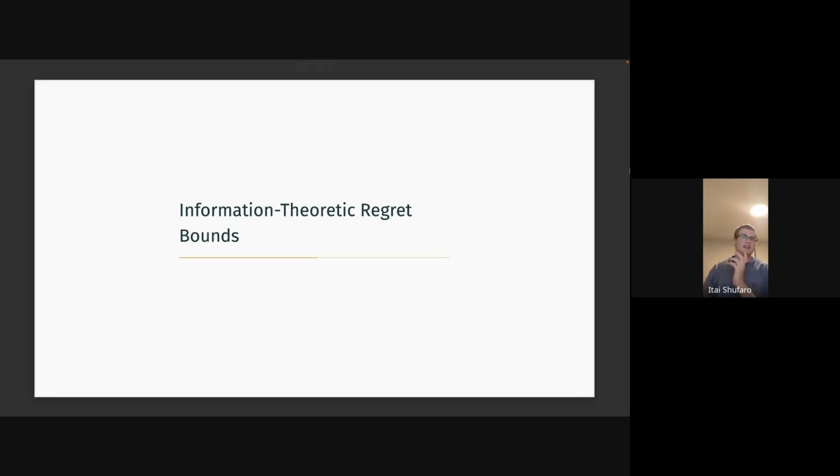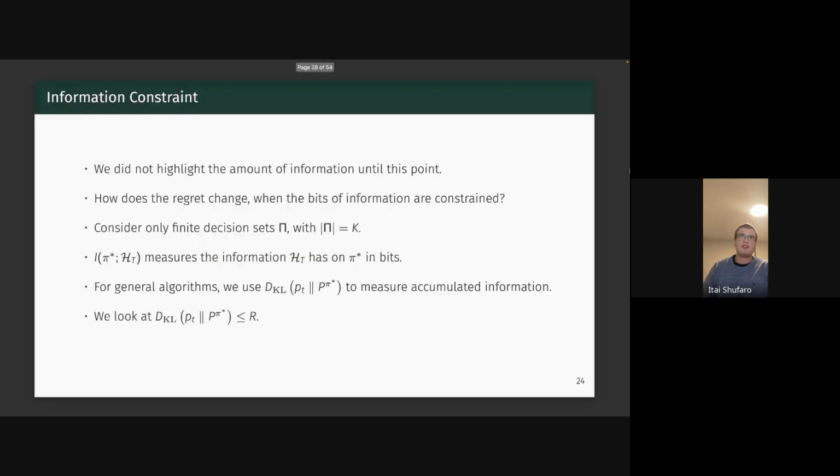All right. Okay. So really up until this point, we did not highlight anything about the information. If you remember, at the beginning I told you we look at the trade-off between regret and information. But up until this point, we obtained the general Bayesian regret lower bounds. So now we start talking about this constraint. Mainly, we ask ourselves, how does the regret change when the number of bits of information is constrained?